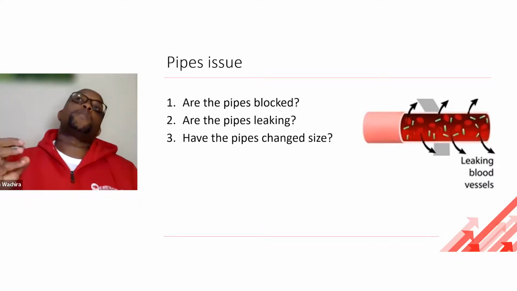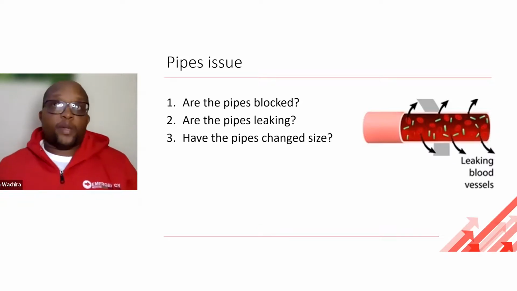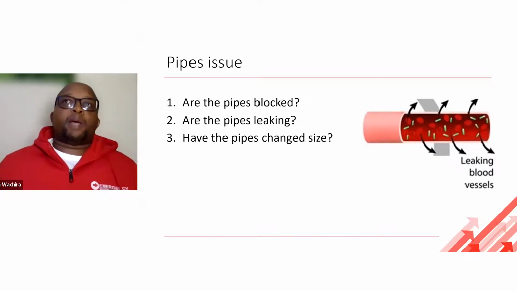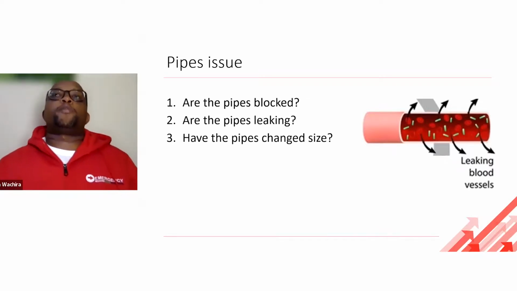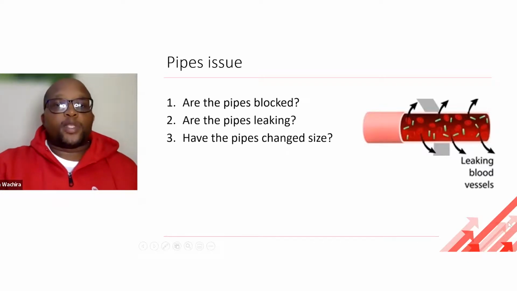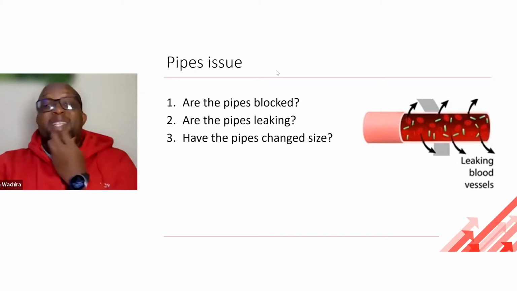Your blood volume drops. It's a relative drop because you're not bleeding, you're not losing blood anywhere. It's just that now blood is swimming in a bigger pipe. And that becomes a problem because then it's not enough pressure for it to get into your tissues. So from a pipe's perspective, the question is, are my pipes blocked? Are my pipes leaking, or have my pipes changed size?